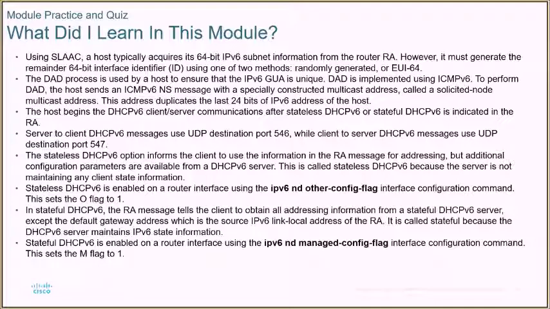In stateful DHCP, the RA message tells the client to obtain all addressing information from the stateful DHCP server, except the default gateway address, which, of course, comes from the RA. It's called stateful because the DHCP server maintains the IPv6 state information. And so you need to set the managed config flag for that to work.